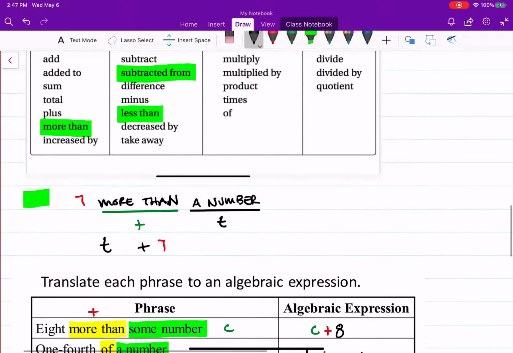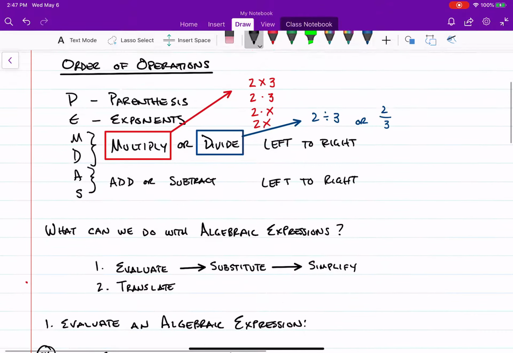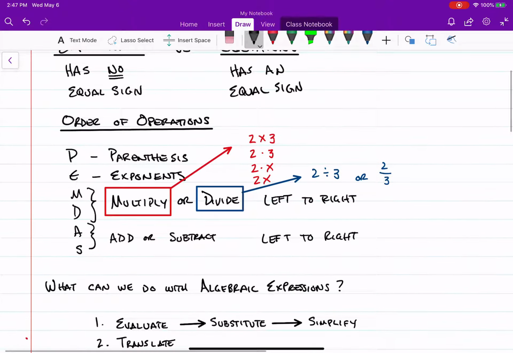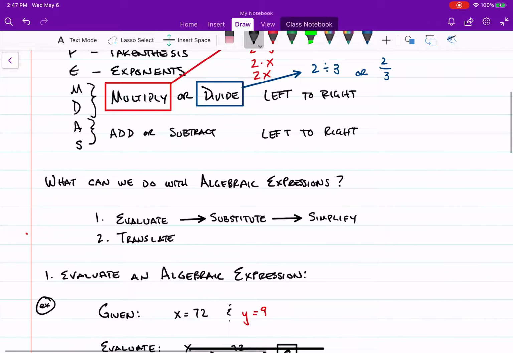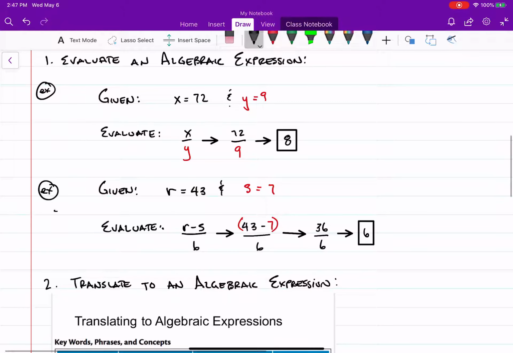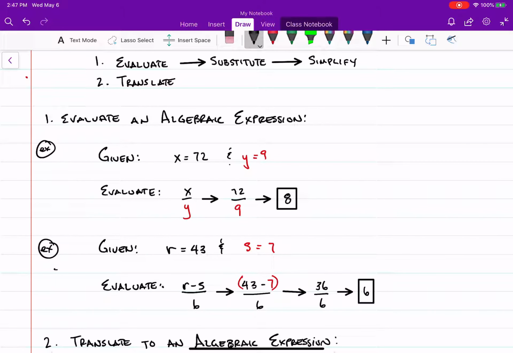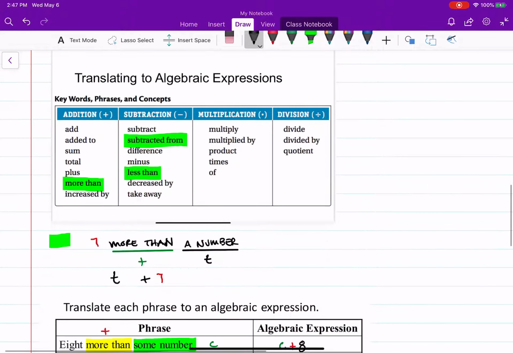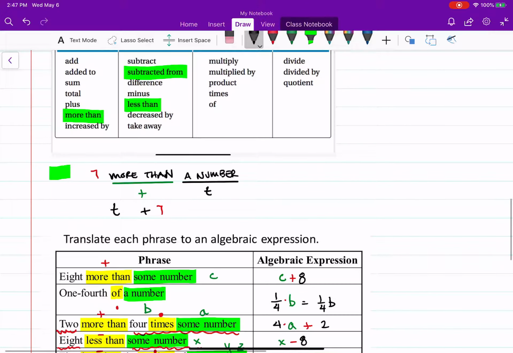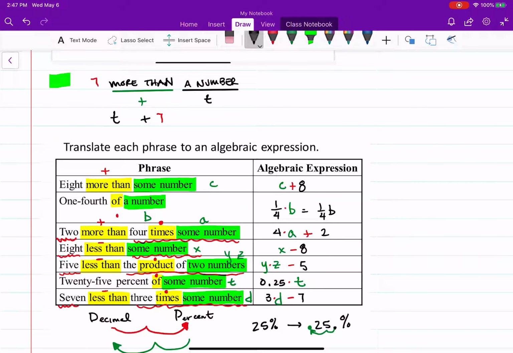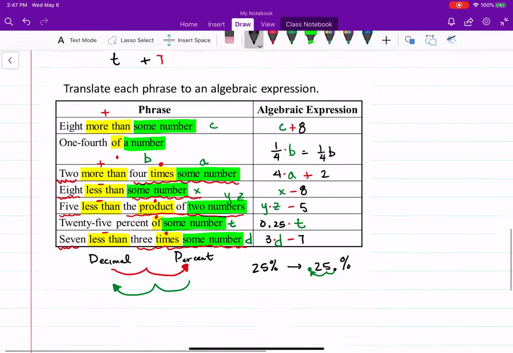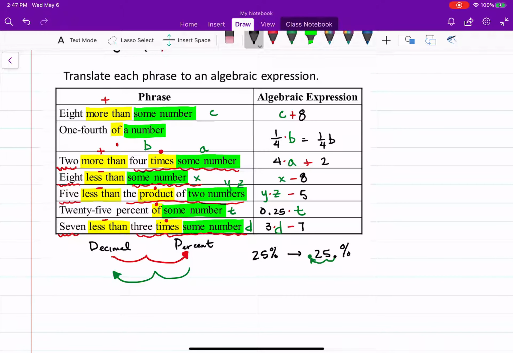These are the two most important things you're going to be doing in algebraic expressions. There's order of operations. You're going to have to evaluate and simplify. With evaluating algebraic expressions, you had to substitute and simplify, whereas with translating, you had to translate words. You break these words into pieces and then put them back together with numbers and variables. If you have any questions, you know how to get a hold of me.